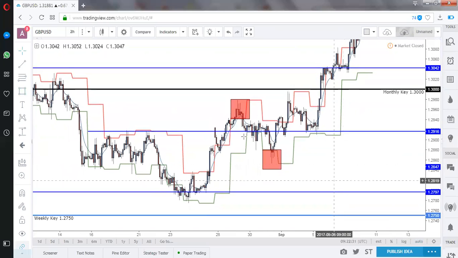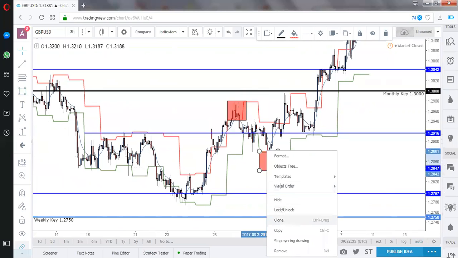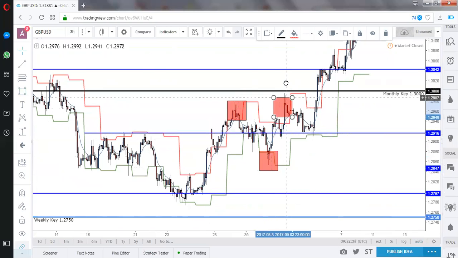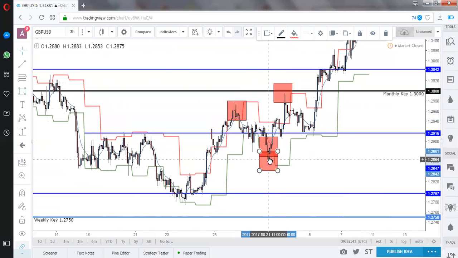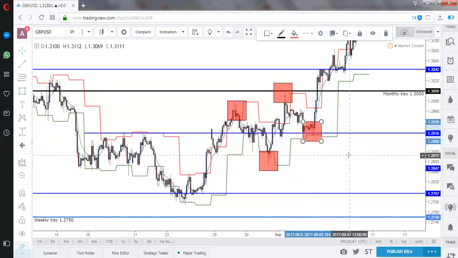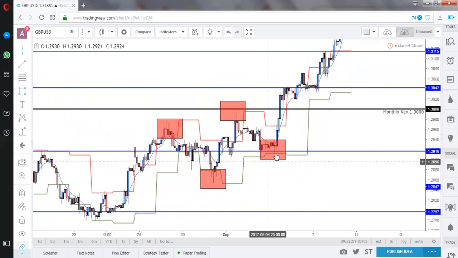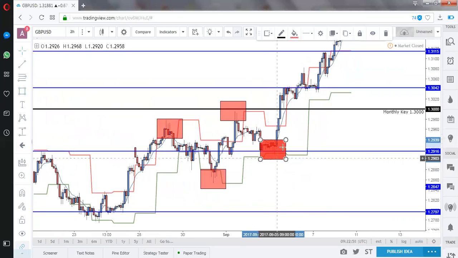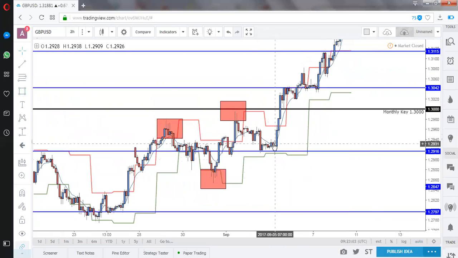Other breakouts we have here are this and this. Like I said, no matter how small the breakout is, it's still valid. And now what do we have here? We have a 3-pin pattern. Let me take this box off real quick. We have a 3-pin pattern here carving out the bottom.